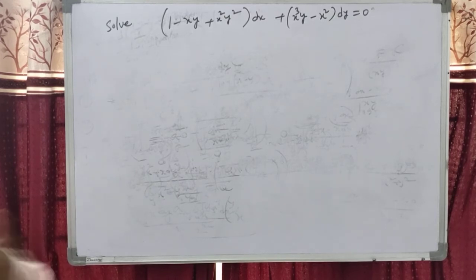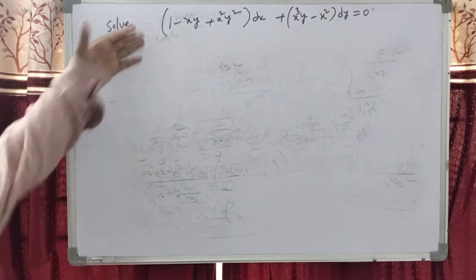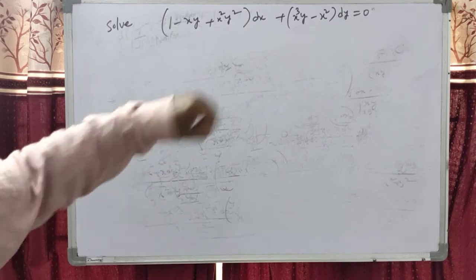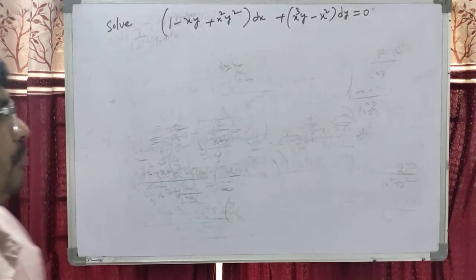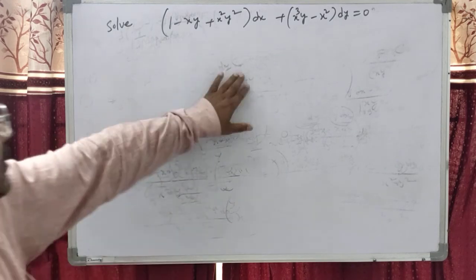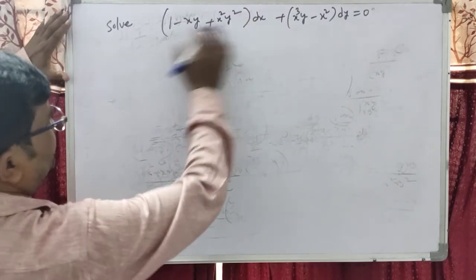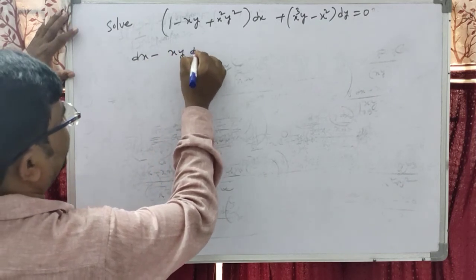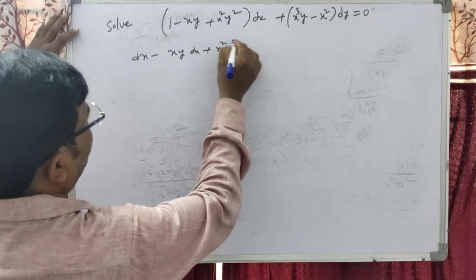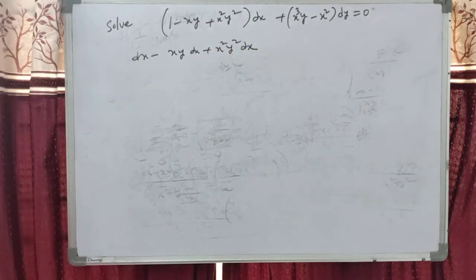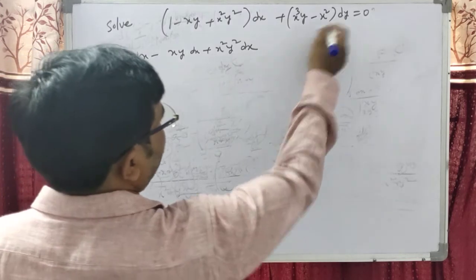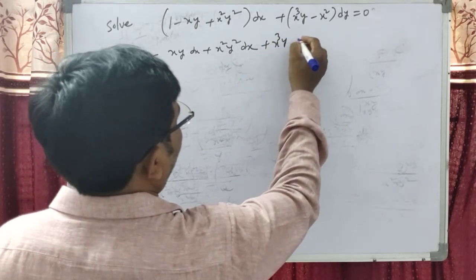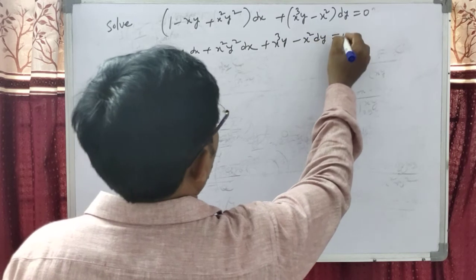Here, just observe the given differential equation. There is no way to separate the variables. So how can we write it? First, multiply through with dx: minus xy dx plus x square y square dx, that is (1 minus xy plus x square y square) dx, and (x cube y minus x square) dy.